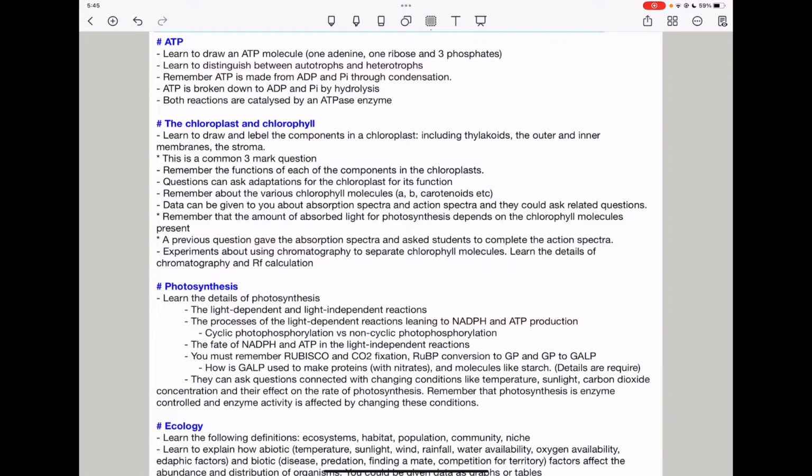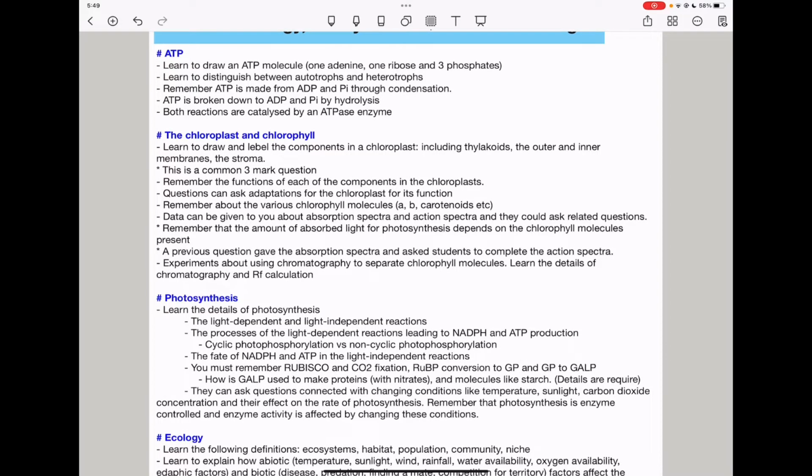Ensure that you fully understand the information in a question before you answer, because if the question is confusing, you may get it wrong. I recommend that you put great emphasis on using chromatography to separate chlorophyll molecules. Questions could be brought about this using chromatography as well as Rf calculations. You need to focus on this.